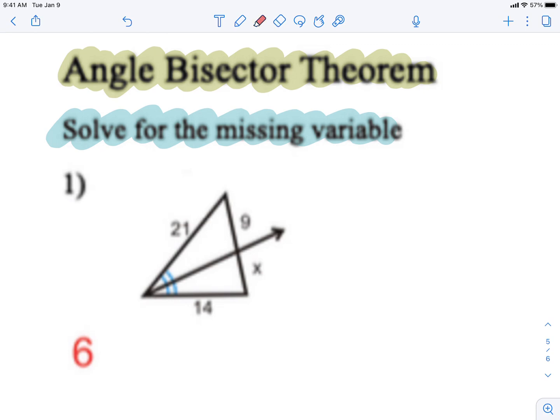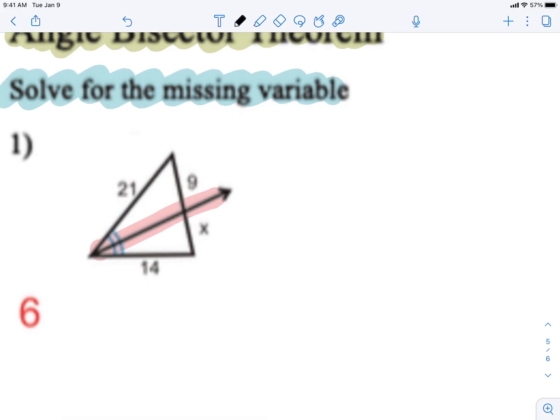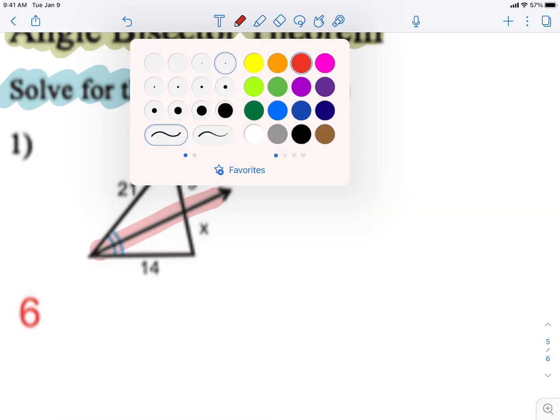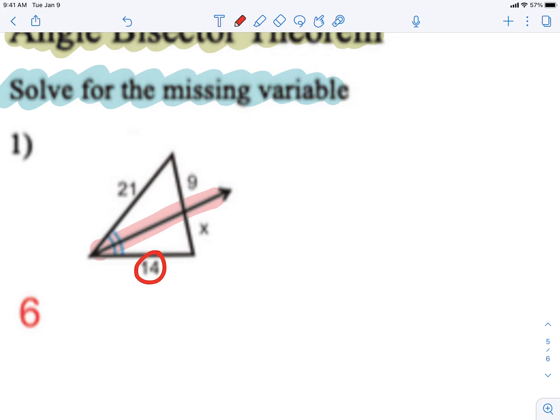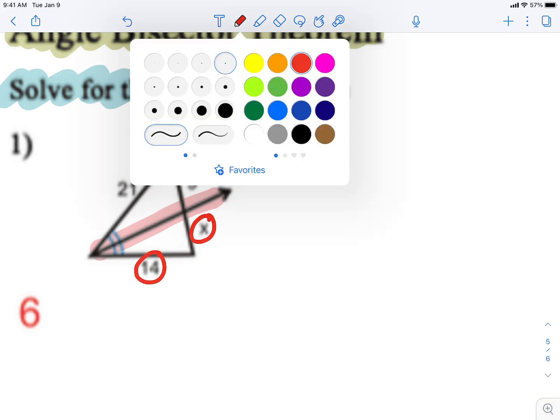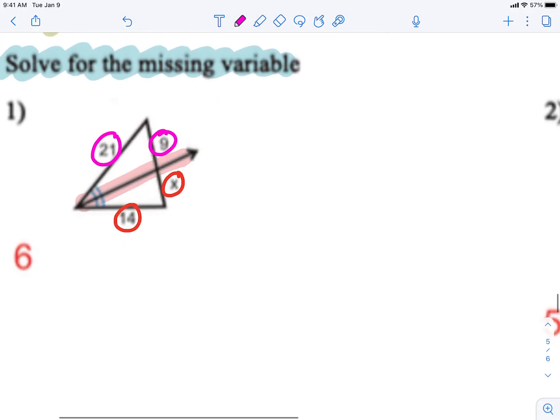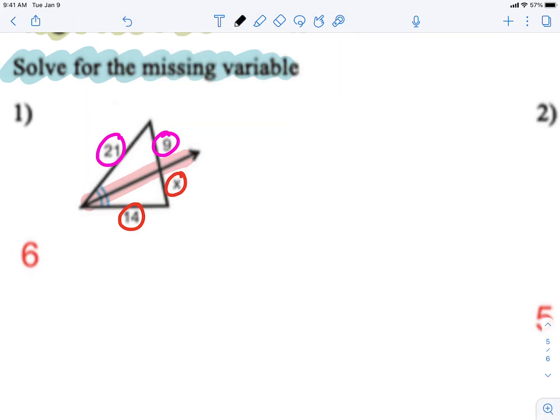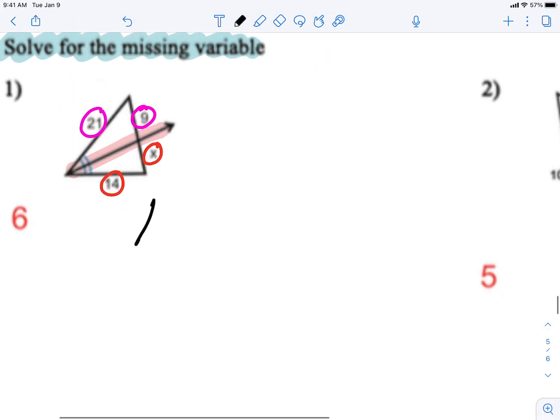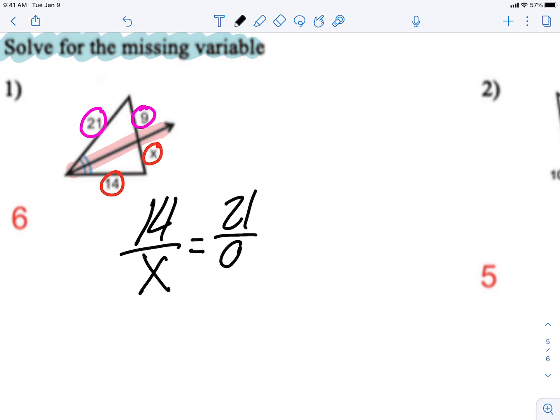Right. So let's remember that we have the angle bisector there. And when we have that angle bisector, we have special relationships that are formed. A special relationship happens between 14 and x, and a special relationship happens between 21 and 9. So, knowing those relationships, we're able to set up the proportions, the ratios. So 14 goes with x, which is equal to 21 goes with 9.